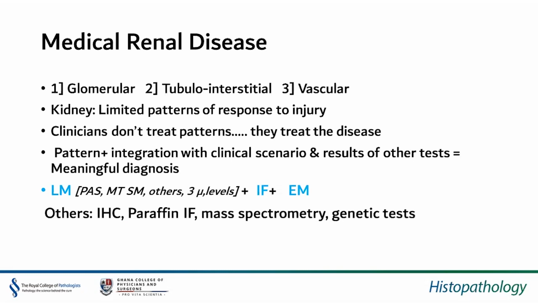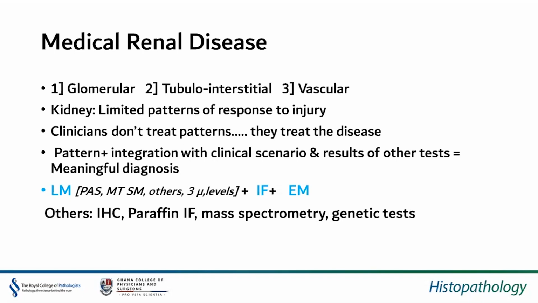What are the tools that are available to us in the interpretation of the kidney biopsy? Light microscopy, and we use special stains. The routinely used ones are PAS, Masson trichrome, silver methenamine, others as may be needed. The sections should be cut at 3 microns, and multiple levels need to be studied. Each of these levels should be studied carefully.